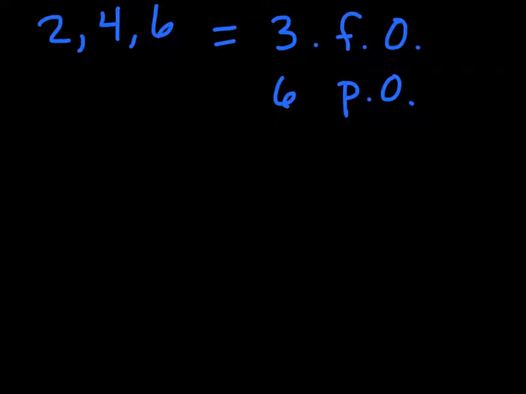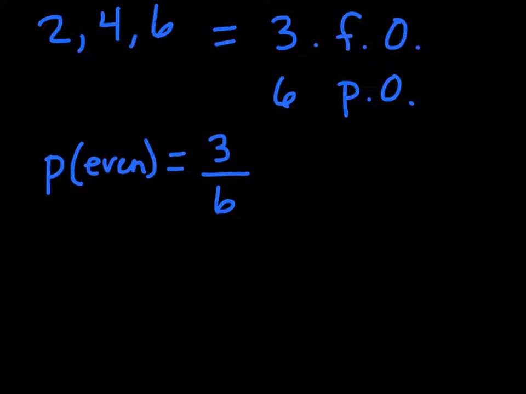So let's set up our equation. P of our event, which is getting an even number, equals the number of favorable outcomes, 3, over the number of possible outcomes, 6. So the chance of rolling an even number is 1 in 2. We don't say 1/2. You say the probability that you would roll an even number is 1 in 2. Okay?